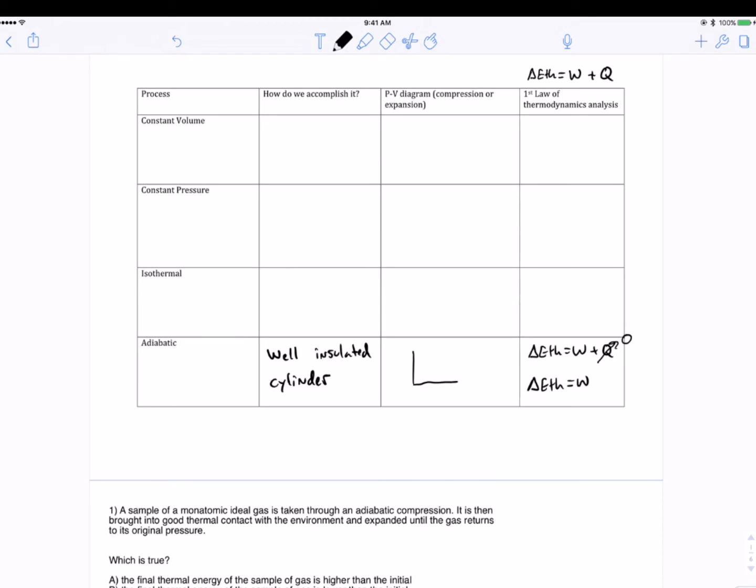So let's draw in here just a little miniature PV diagram about what that might look like. So if these dashed lines equal isotherms, our process might look something like this. This being the initial here and the final here.